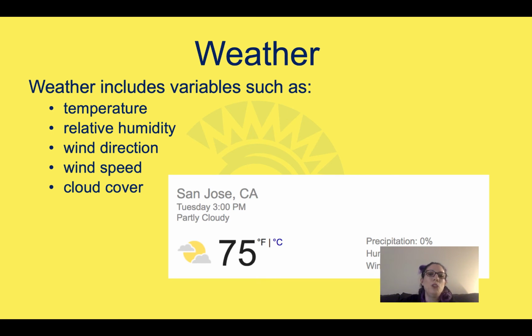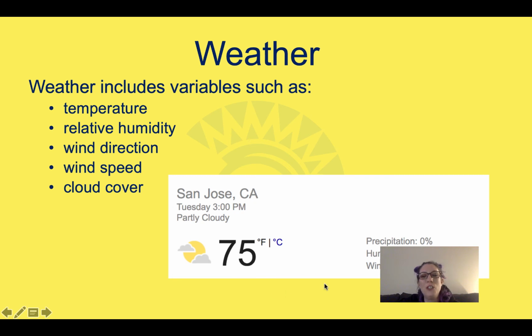Okay, we'll go through some examples here. The variables you'll use when describing weather are temperature, relative humidity, wind direction, wind speed, and cloud cover. I actually just Googled San Jose weather. I don't even know when I grabbed this screenshot. It's 75, so it must have been in the spring or the fall.